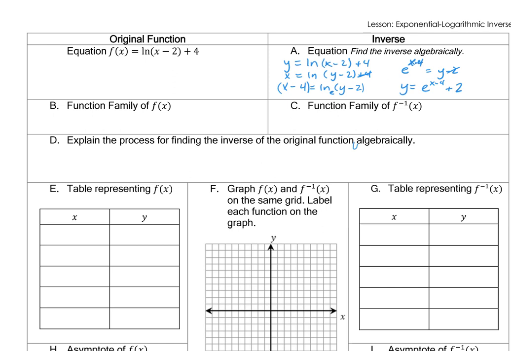So my inverse, I'm going to just rewrite it here. It's going to be here. And then my function was the natural log.